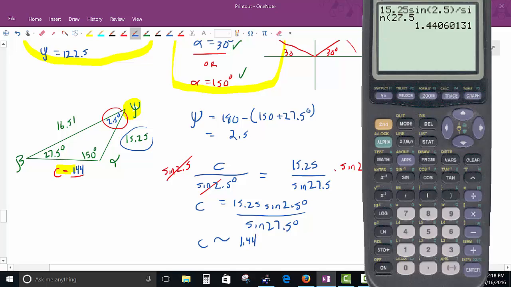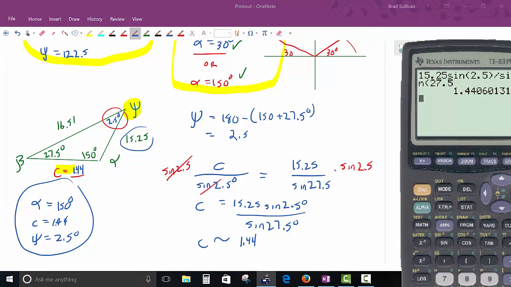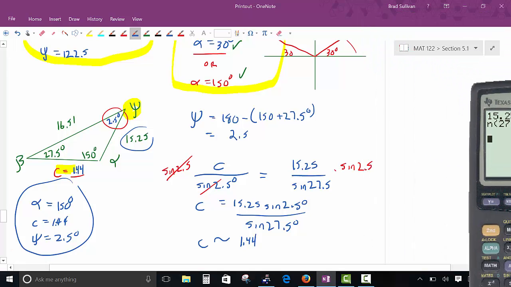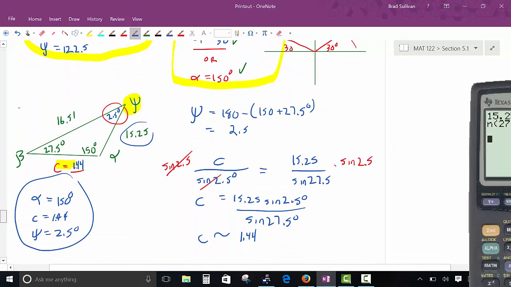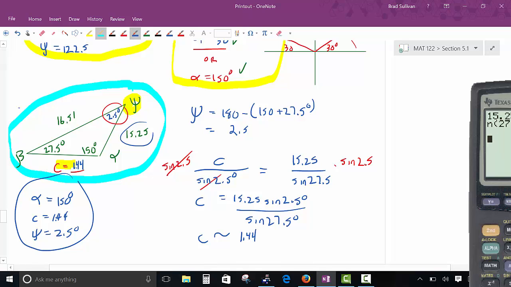Okay, so you've got basically the remaining parts of solution 2: alpha is 150, C is 1.44, and then gamma was 2.5 degrees, so that's the second solution. Okay, now what happened on that is, it's all about the height of the triangle, really, when you look at this kind of case. If you were looking at this triangle that I just drew for the second solution, one of the reasons why you had two solutions is the height of your triangle, in this case, is this line segment right there.